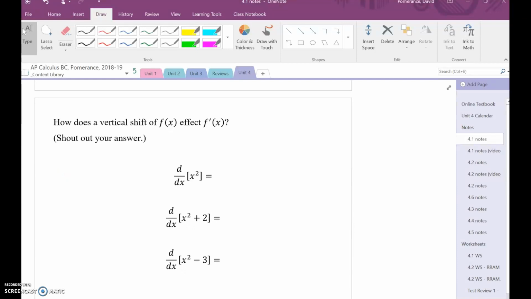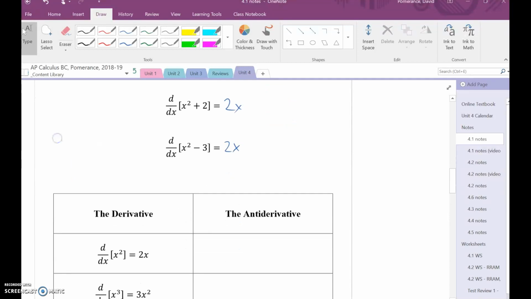We can take a look at how each one of those curves was one of these functions, x squared, or shifted up 2, or shifted down 3, and it should be pretty clear once you realize that the derivative of each one of those is 2x, because the derivative of the constant is 0. So the answer is the vertical shift doesn't affect the derivative. Alright, so that's going to be a key concept for the inverse process of the derivative.